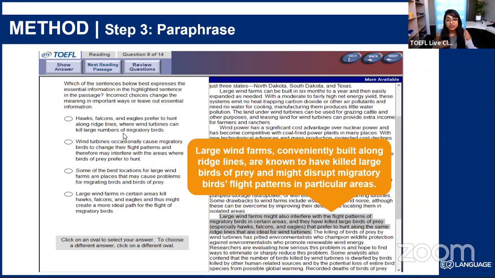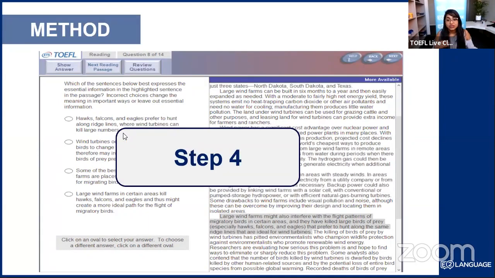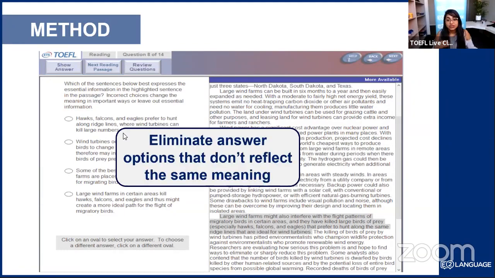Step 4 is to eliminate answer options that don't reflect the meaning. So once you have the meaning, it's enough to just say, oh, this matches or this doesn't match. Let's look at the first answer option.